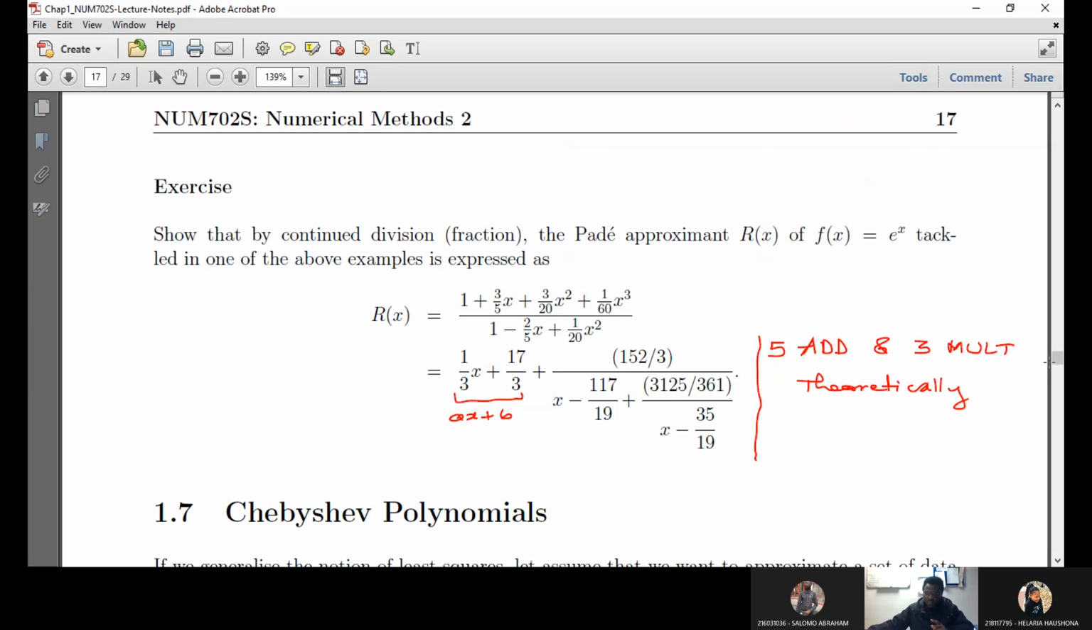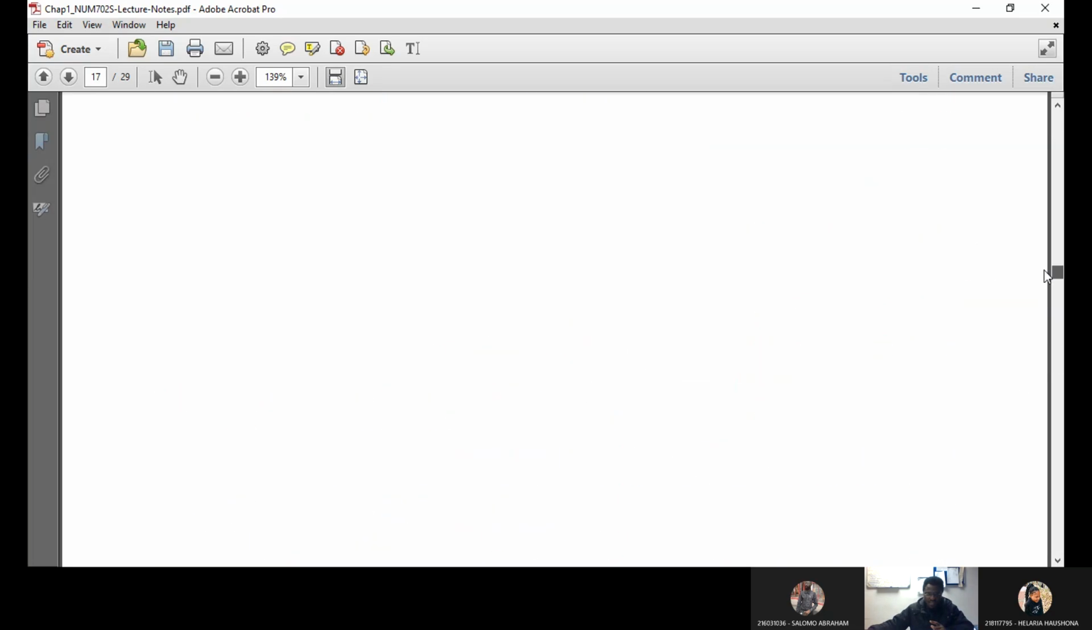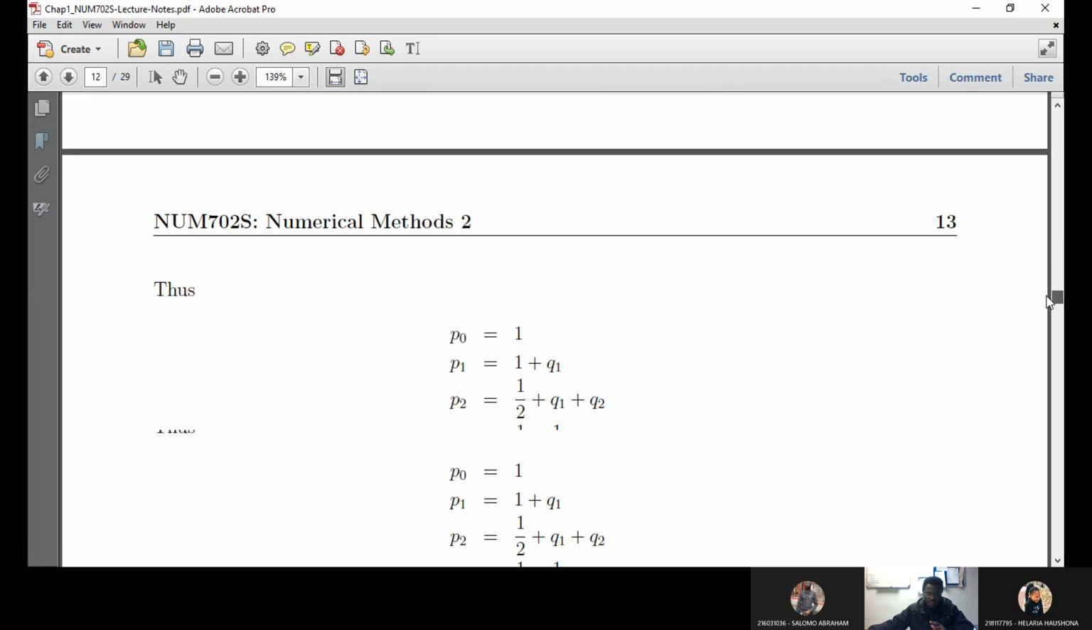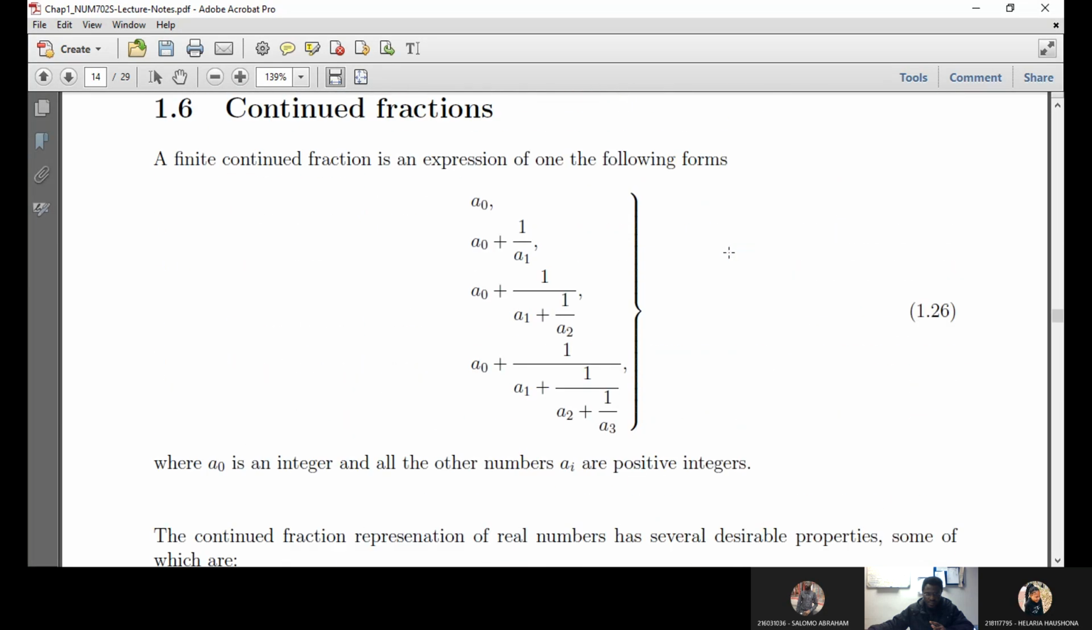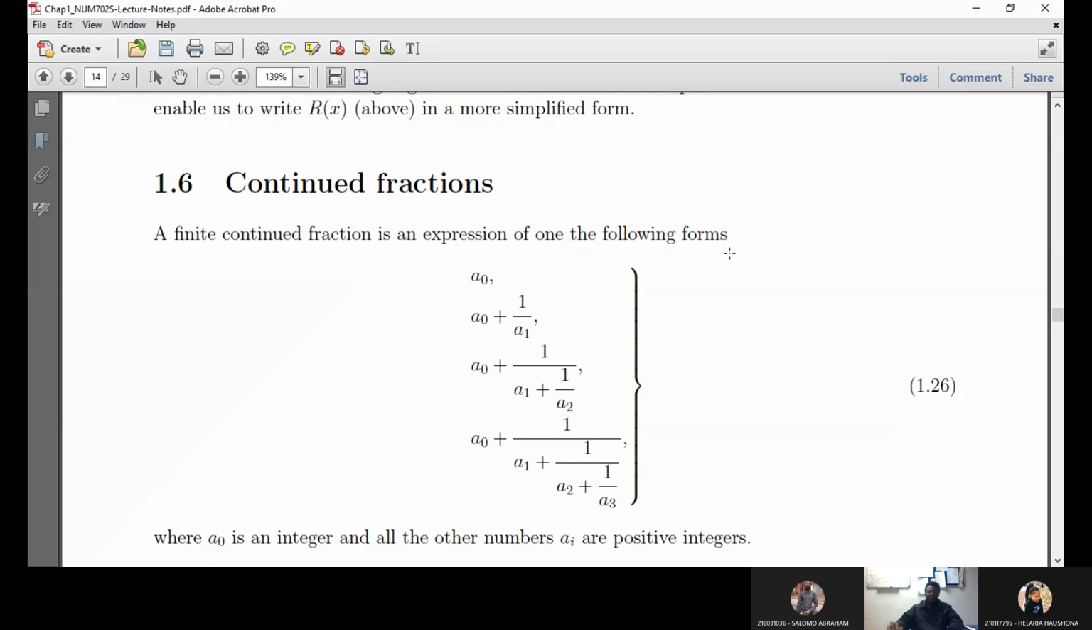Now, this being said, this is a good motivation for us to study continuous fractions. Okay, now let us dive into continuous fractions. First of all, we'll define continuous fraction numbers.